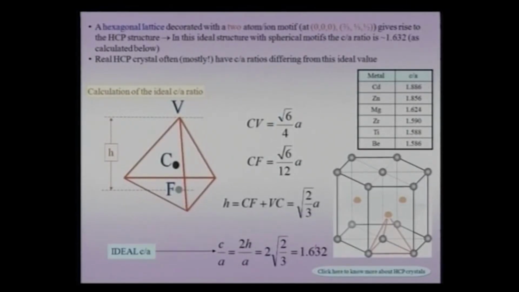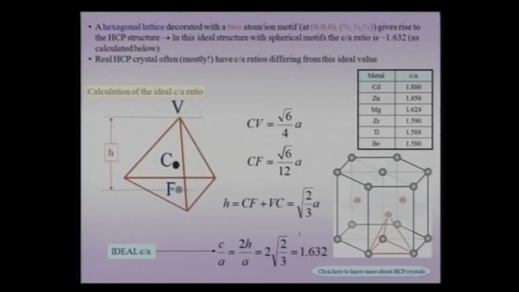which is 1.632. So this calculation of course is a simple geometry calculation which you can perform independently, but the important point we noted here is the value we have calculated. That is, the ideal C by A ratio is 1.632.